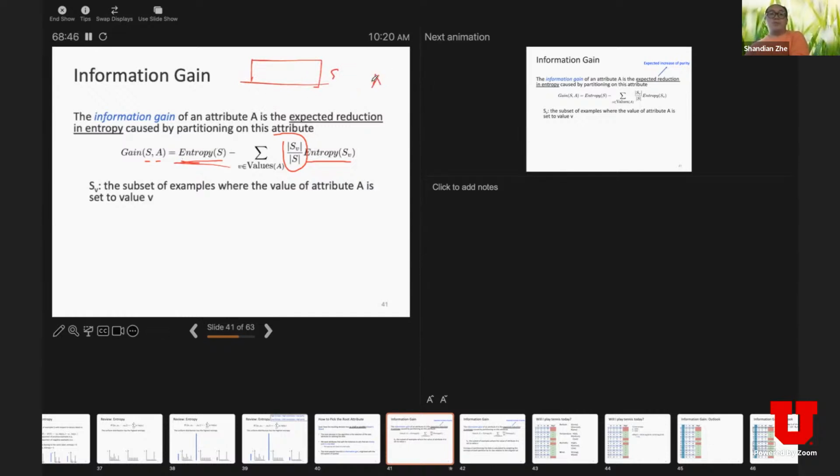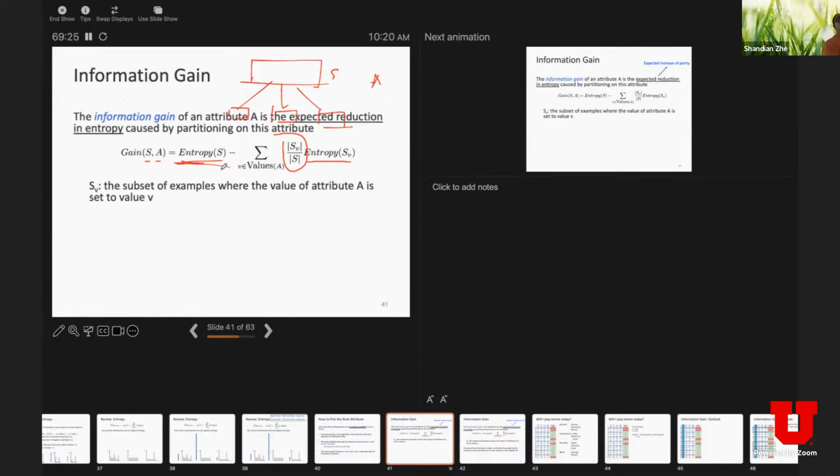Then after using some attribute A, you're going to split it into, say, 3 subsets. Each subset will have its own entropy. You just do a weighted average. The weight is proportional to the size of each subset. Now you just compute the difference between the entropy over the whole set and the average entropy over the subsets.